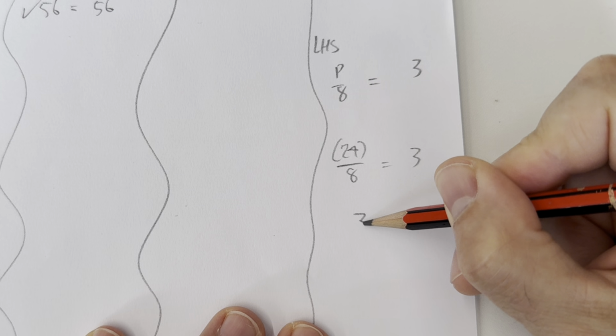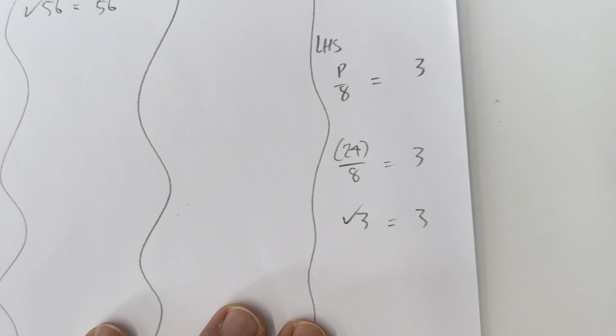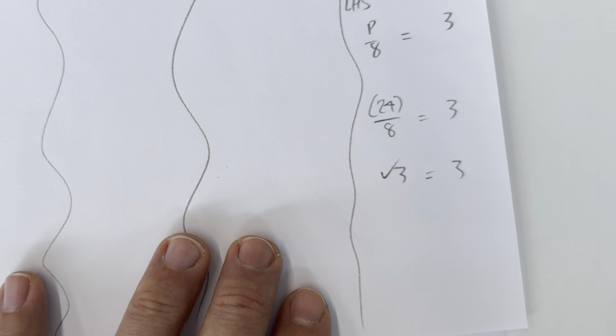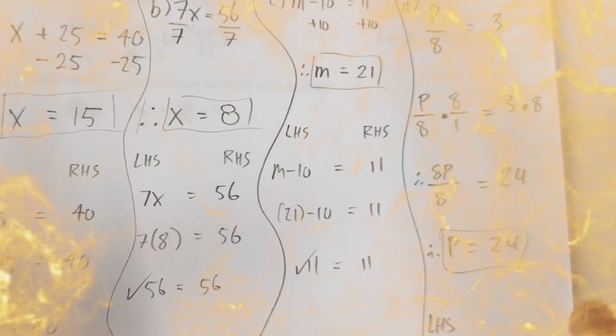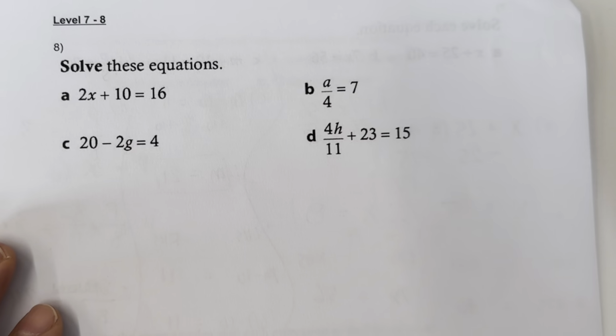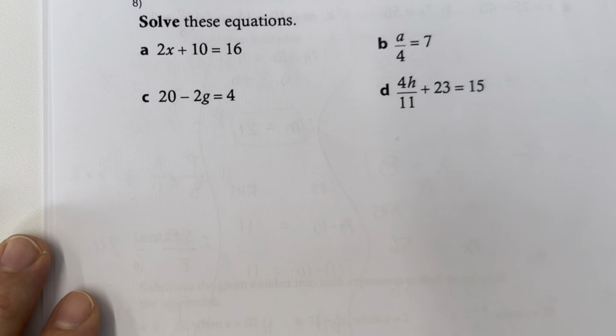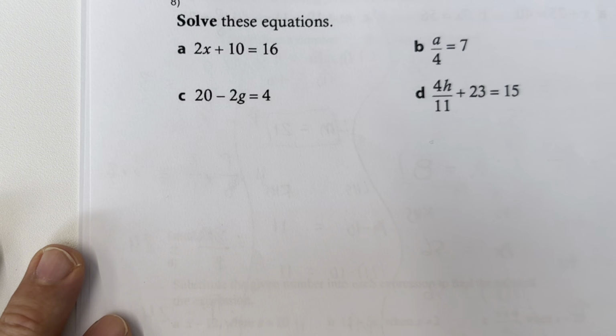And 24 divided by 8 is 3. 3 is 3. Voila, your work is good. And we are moving on. All right, so now we're looking at two-step algebra.